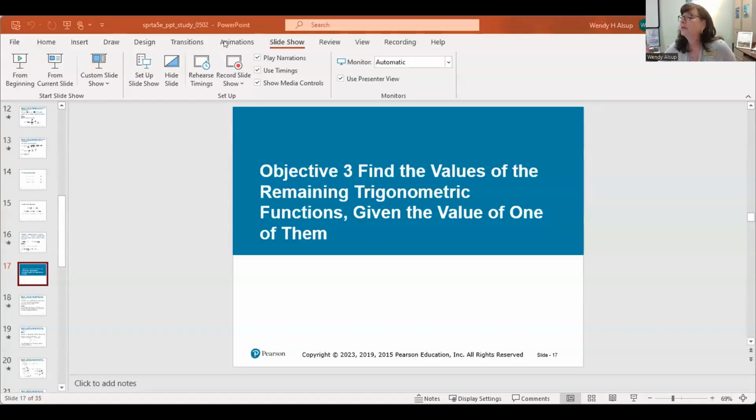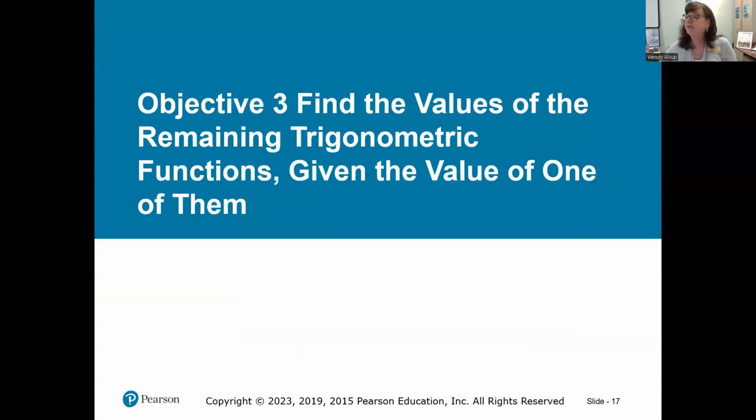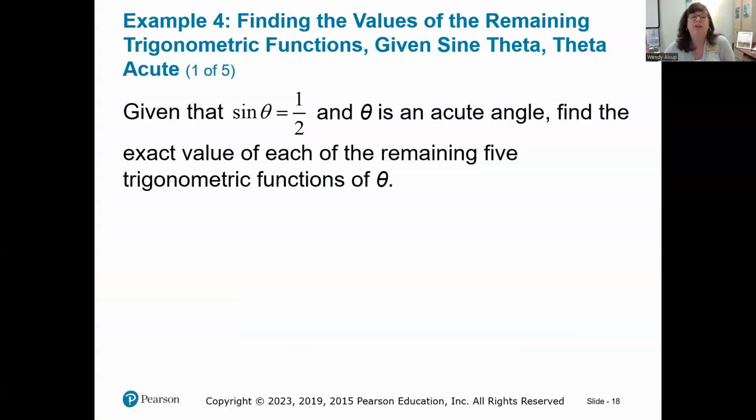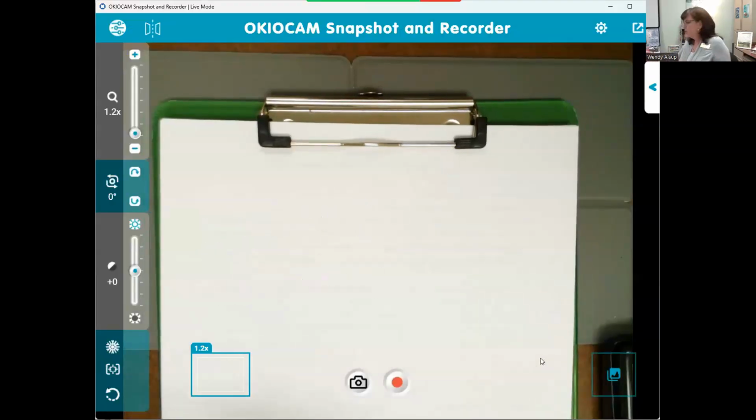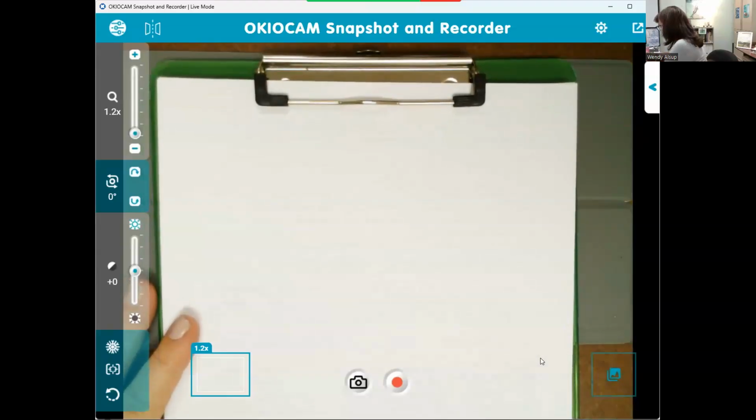So let me share the screen again with you. And we are here. Current slide, finding the values of the remaining trigonometric functions given one of them. All right, so let's say I tell you that the sine of theta is 1/2 and theta is an acute angle. This one, probably the most straightforward way to solve it is for us just to build a triangle and set it up and deal with it, okay? So we're told an acute right triangle.